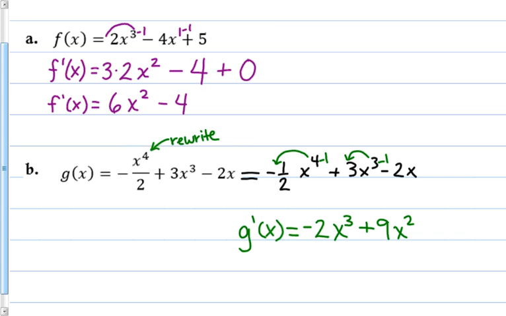Next, minus 2x. Remember, this has an exponent of 1, so basically the easiest way to say the rule is just that the x disappears, goes away, because you're subtracting a degree from it, and you're just left with the negative 2. And that is the derivative of b.